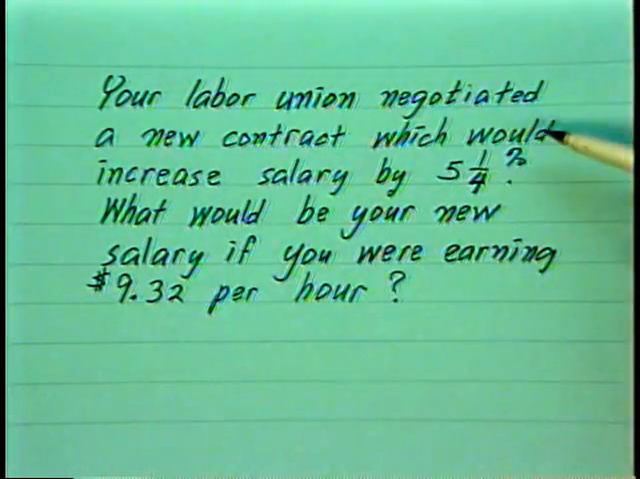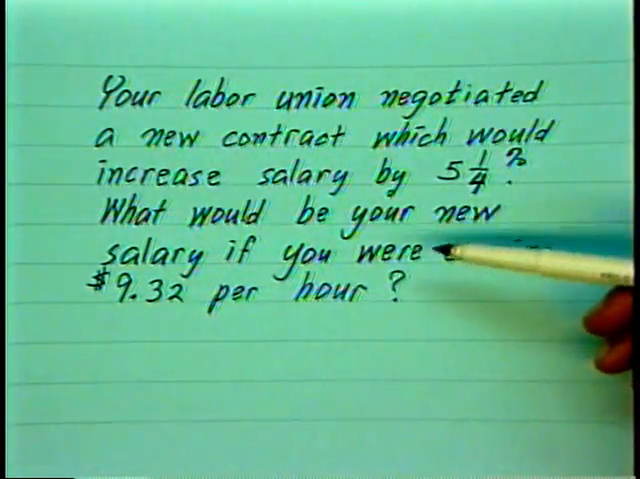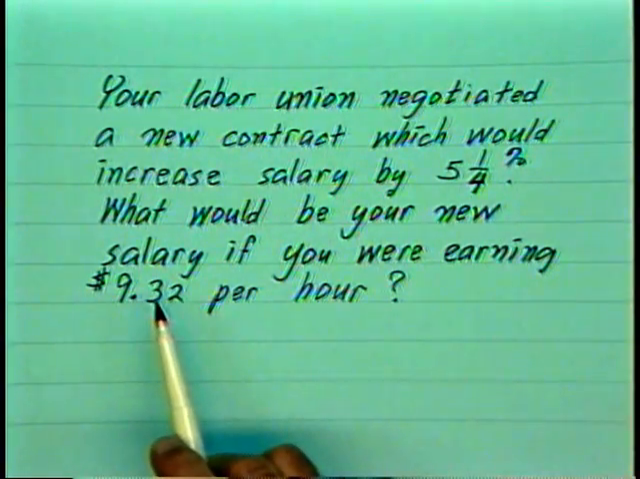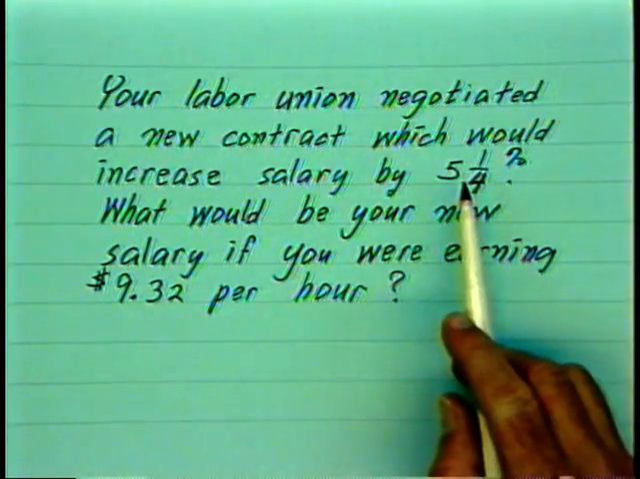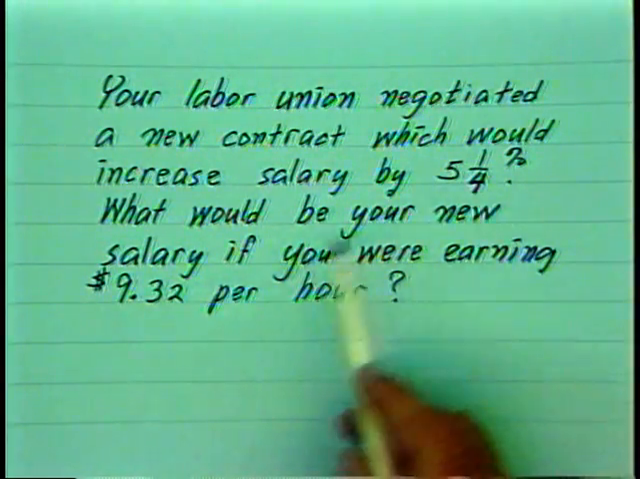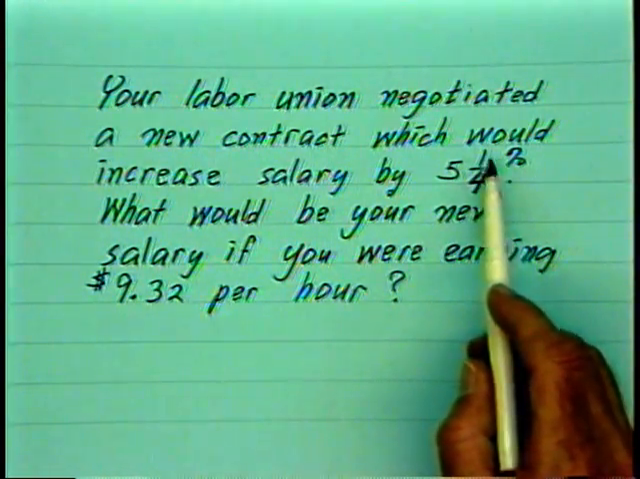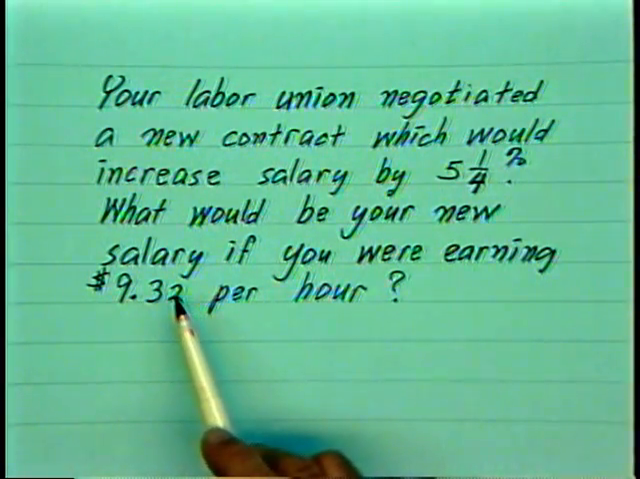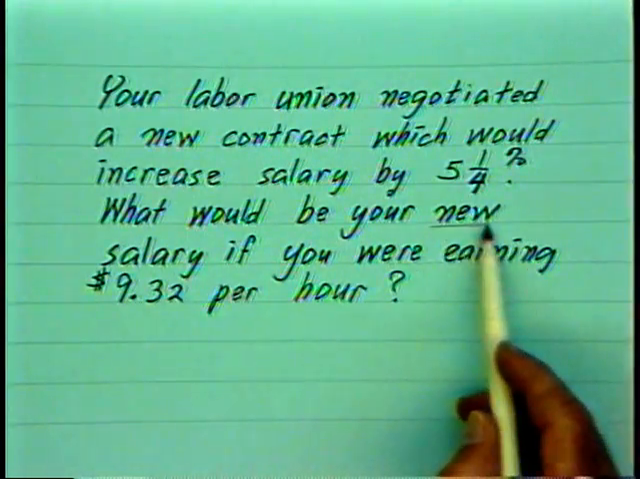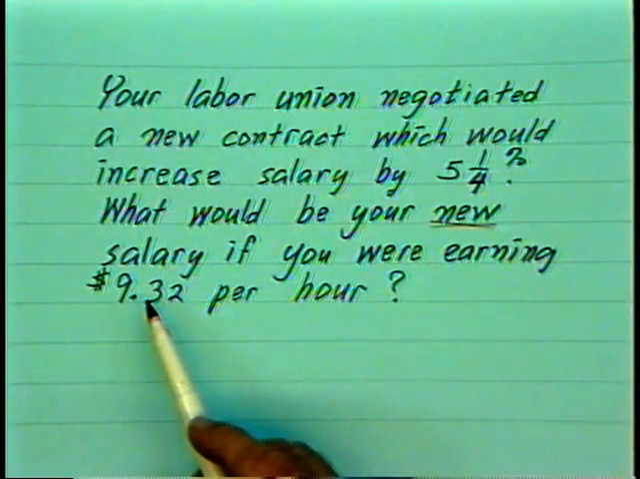Your labor union negotiated a new contract which would increase salary by 5.25%. What would be your new salary if you were earning $9.32? Now, is this as easy as the last one? You're going to increase this by 5.25%. So that means the increase is this times this. But I don't want the increase, I want to know what my new salary is. Well, if we know the increase, we can just add it back on.